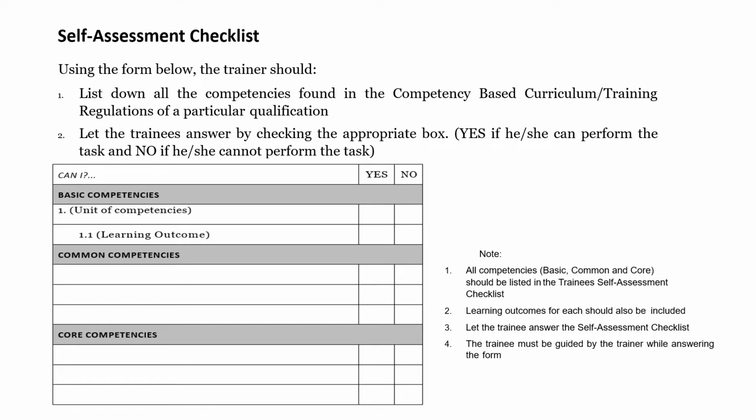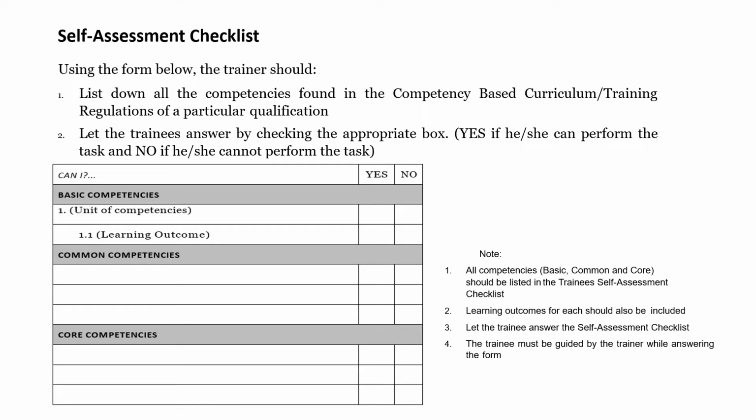As you can see in note number 2, what I mentioned earlier is number 1. Number 2 is that learning outcomes for each should also be included. Take note of that. Number 3, let the trainee answer the self-assessment checklist. Number 4, the trainee must be guided by the trainer while answering the form. In our case, since we have no actual trainees, we will just assume that you yourselves will answer it. Later on, there will be a specific instruction on how we are going to accomplish the forms.